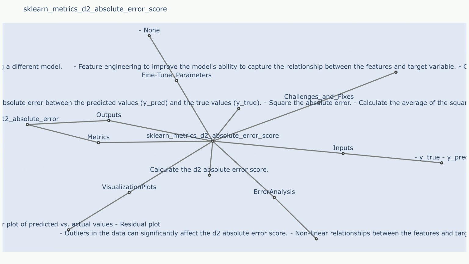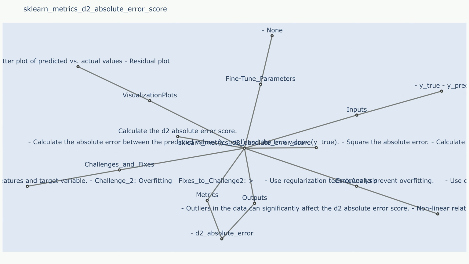Steps. Calculate the absolute difference between each predicted value and its corresponding true value. Square the absolute differences. Sum the squared differences. Take the square root of the sum.